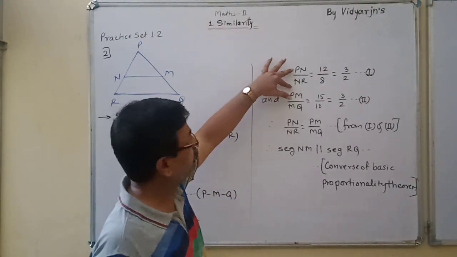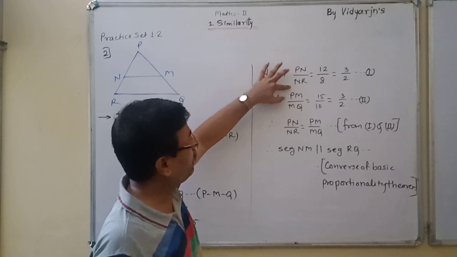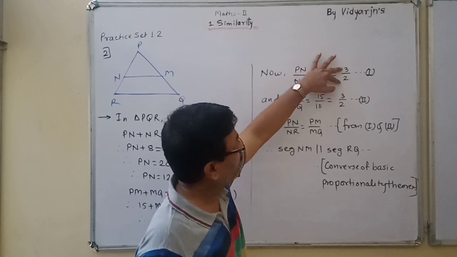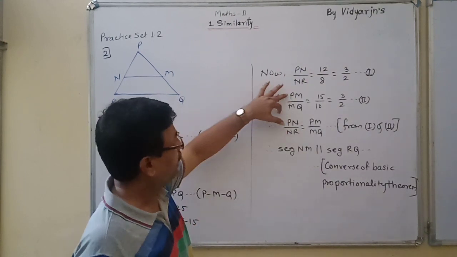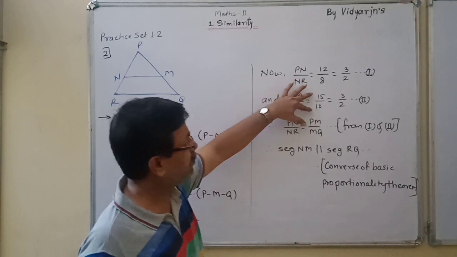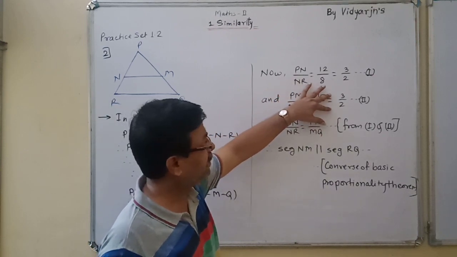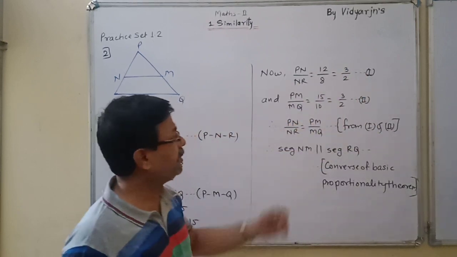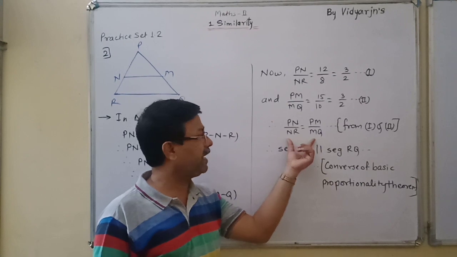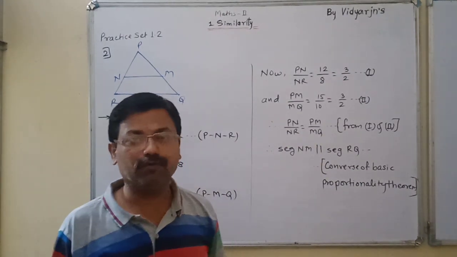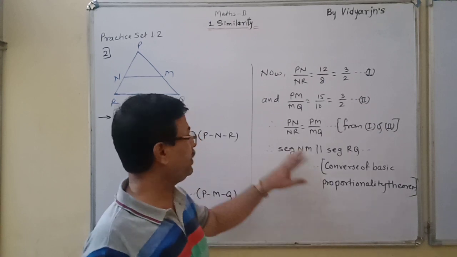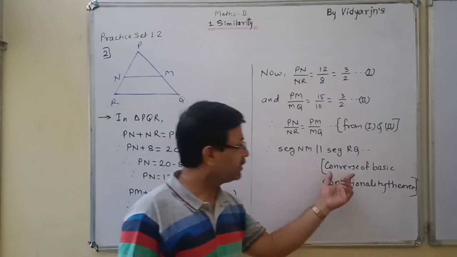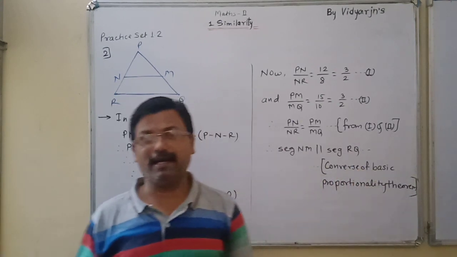Now, we have to find the ratios. PN upon NR: put the values and get the simplest form. We get 3 upon 2. And the second ratio, PM upon MQ: put the values of PM and MQ and get the simplest form. It is also 3 upon 2. Therefore, from 1 and 2, we can write PN upon NR is equal to PM upon MQ. These ratios are equal. Therefore, we can say that segment NM is parallel to segment RQ by the converse of the basic proportionality theorem.